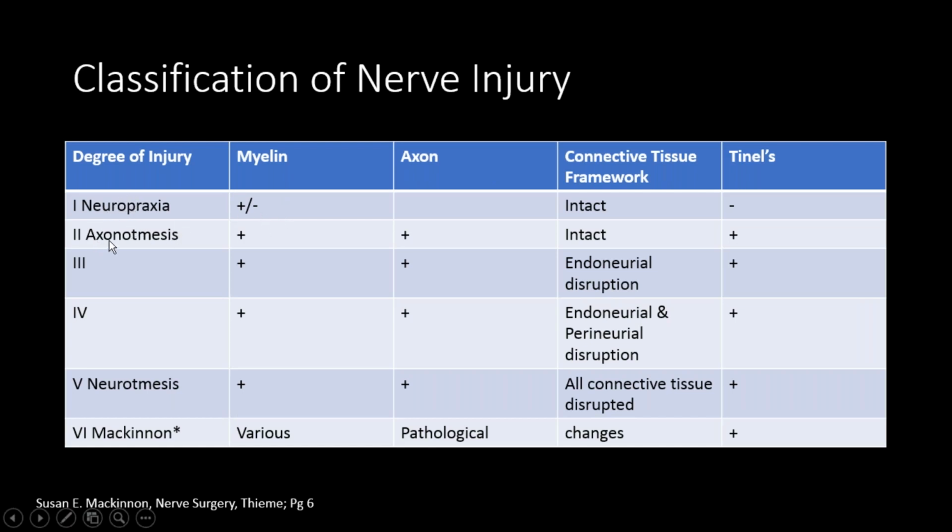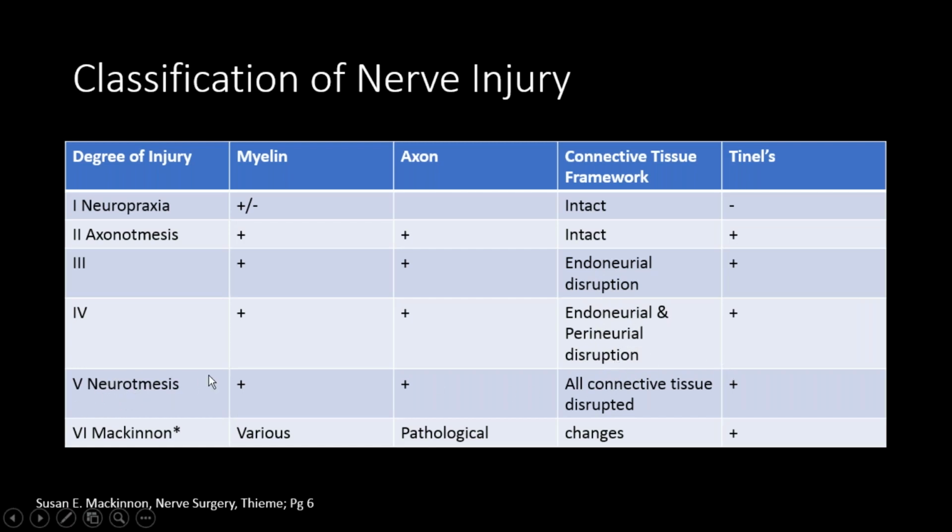Grade 2 is axonotmesis, which is further divided into 3 more grades. So in grade 2 axonotmesis, there is involvement of the myelin and the axon. However, the connective tissue framework is intact, and the Tinel's sign in this case is positive for that nerve. In grade 3 axonotmesis, there is involvement of myelin, axon, and there is endoneurial disruption. In grade 4, there is myelin, axon, and more of the connective tissue framework gets disrupted. So in addition to endoneurial, from grade 3, there is now perineurial connective tissue layer which is disrupted.